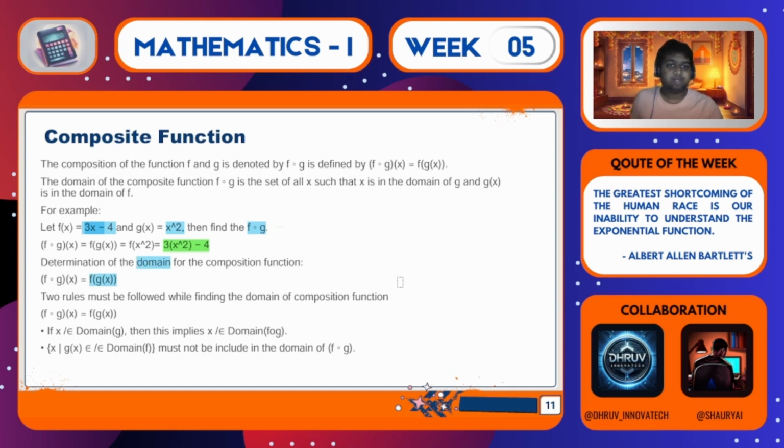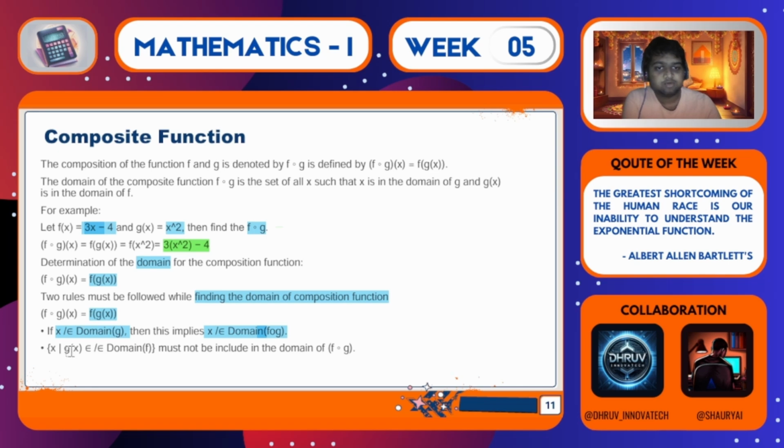Also, we have to keep in mind there are two specific rules that are used while finding the domain of composite functions. Let's say you have a composite function f of g(x) in which your x doesn't belong to the domain of g(x). In that case, you can simply write that your x does not belong to the domain of f of g(x). If x doesn't satisfy the internal function's domain, then it's not part of the domain of the composite function.